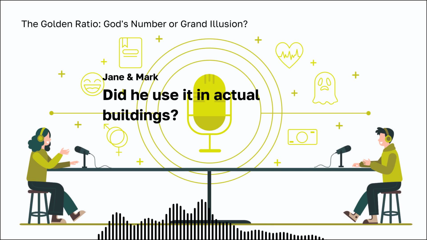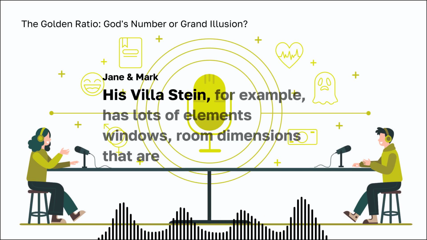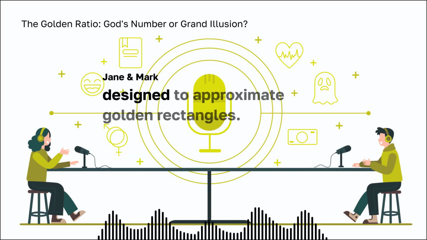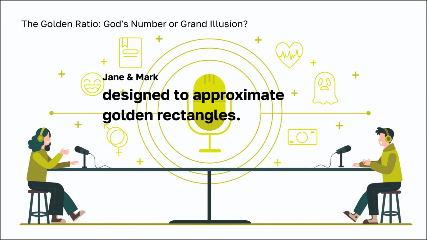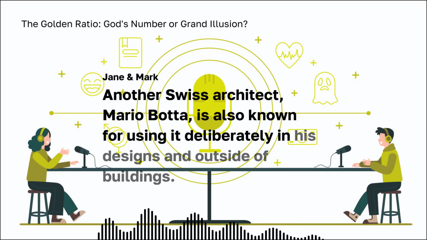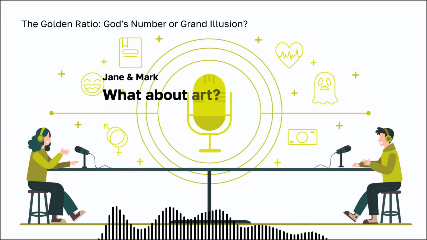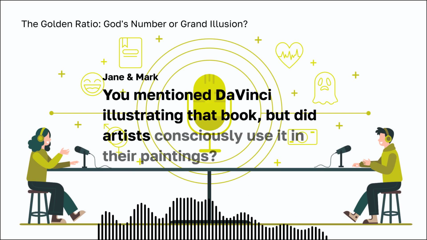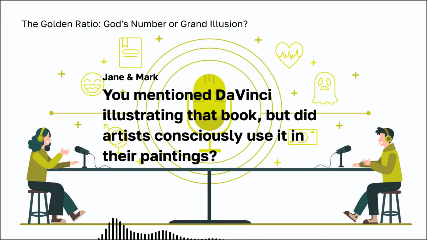Did he use it in actual buildings? Oh, absolutely. His Villa Stein, for example, has lots of elements, windows, room dimensions that are designed to approximate golden rectangles. Another Swiss architect, Mario Botta, is also known for using it deliberately in his designs. And outside of buildings, what about art? You mentioned Da Vinci illustrating that book, but did artists consciously use it in their paintings?